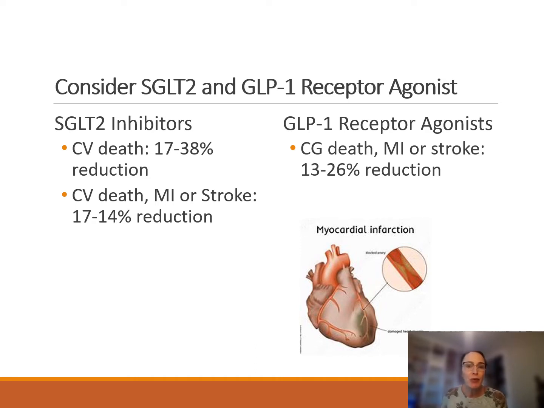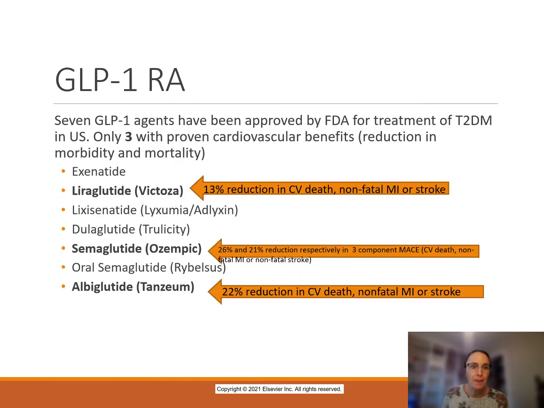In our GLP-1 receptor agonists, cardiovascular death, MI or stroke, there is a 13 to 26% reduction. These are agents that we are putting as many people on as possible.